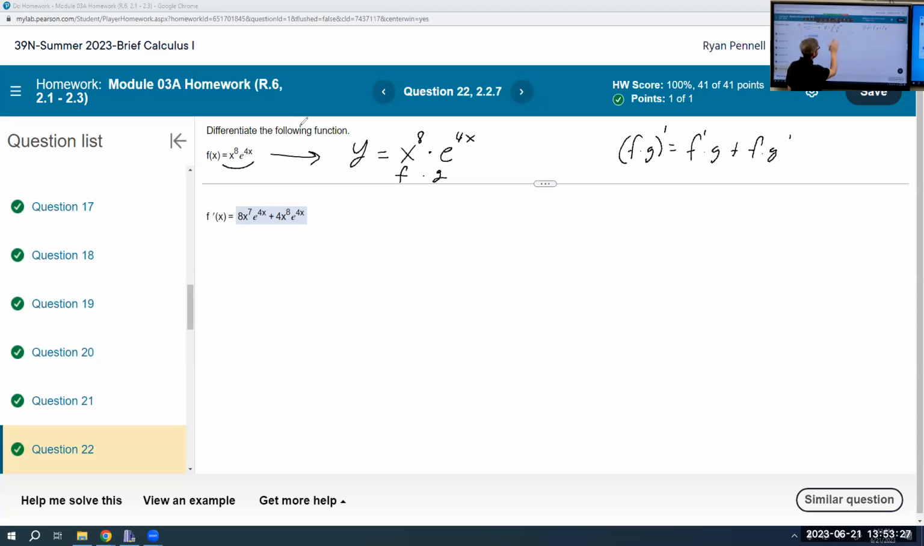Each of these are easy. We just have to build it up. So first, what's the derivative of x to the 8th? It's 8x to the 7th, e to the 4x.